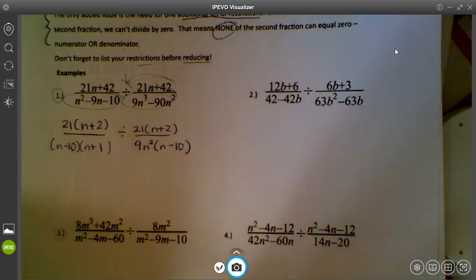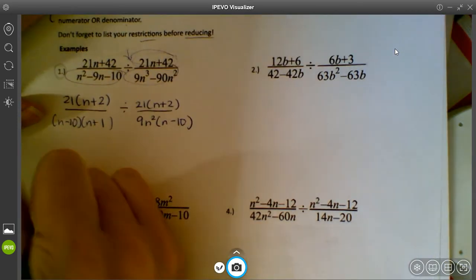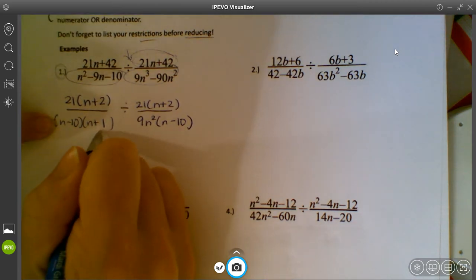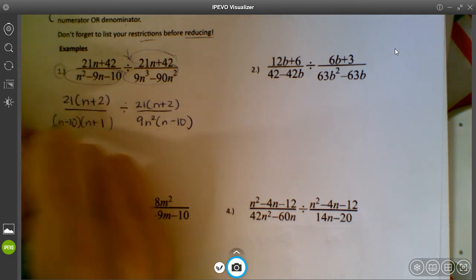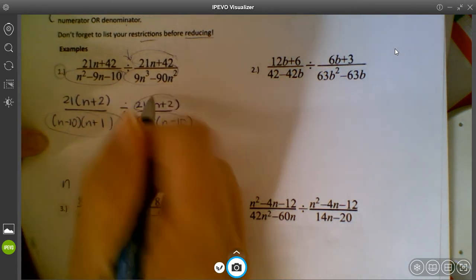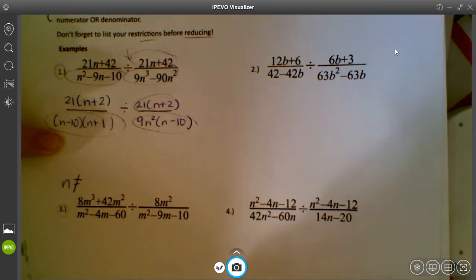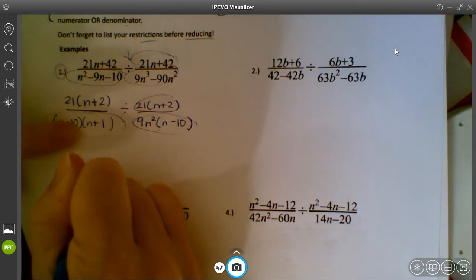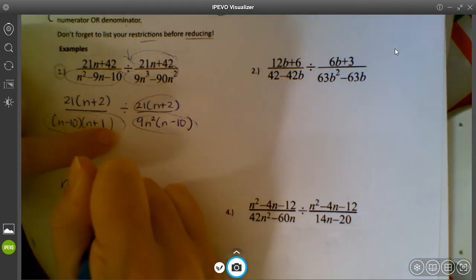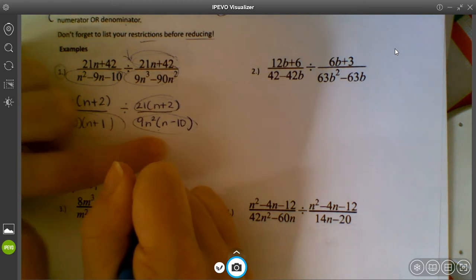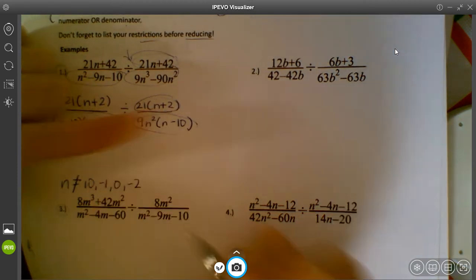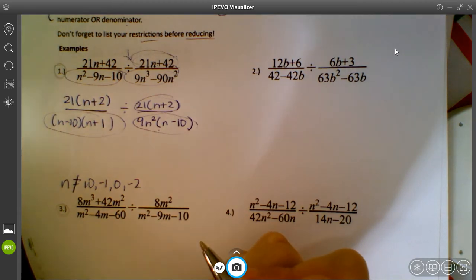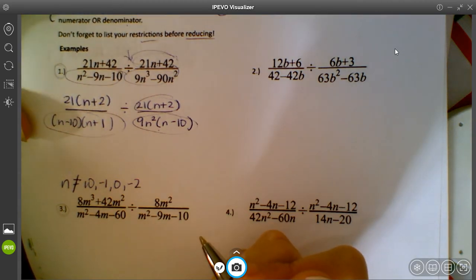So I'm going to do my restrictions now, because I know I need to do here, here, and then eventually we're going to flip, so I also have to do here. So I'm restricting all of these guys. So n can't equal 10, negative 1, 0. That's 10 again, and that's a negative 2. Note I didn't have to restrict the top of it here.